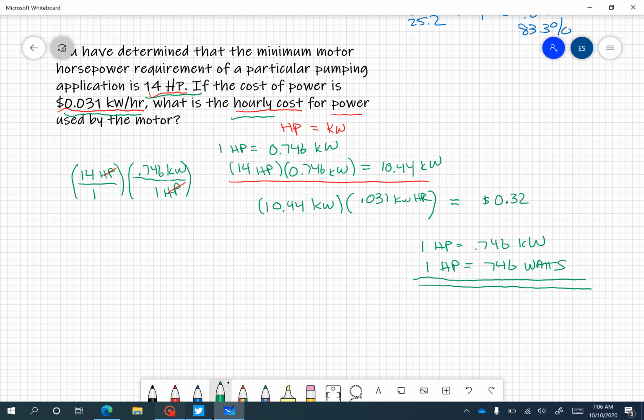So it is on the conversion sheet. Make sure you know where all those conversions are on that conversion page, and that's how you solve that one. All right.